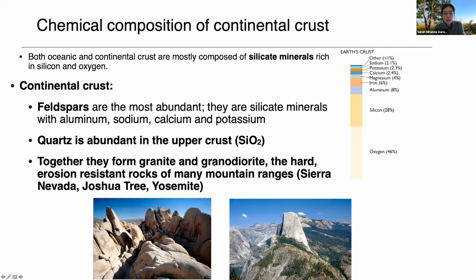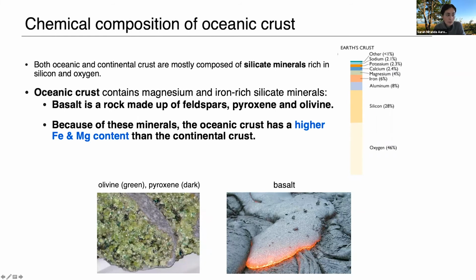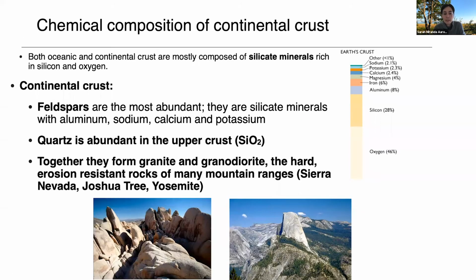And together, these minerals are forming rocks like granite and granodiorite. And some common known examples of these rocks are the erosion-resistant rocks of a lot of mountain ranges, in particular the Sierra Nevada. So I'm showing a picture of Half Dome down here, Joshua Tree, and Yosemite. So these are places where you have a ton of granite, and this is thought to be the average continental crust composition. And so just by looking at these pictures, you can tell that there's a big difference in the color compared to what oceanic crust looks like. So you can think of oceanic crust as dark and heavy and continental crust as light.